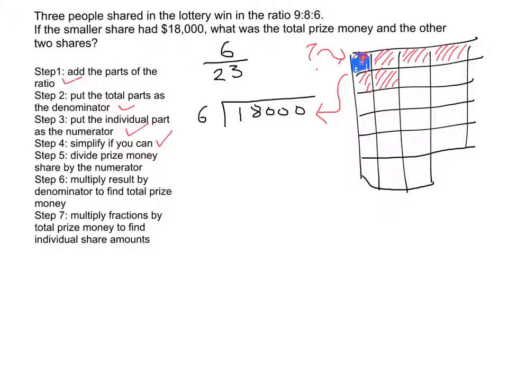But if we find out what just one square is worth, all we have to do then is times it or multiply it by the number 23, which is the whole. If we multiply what this one part is worth by the whole, we get the total prize money. So this is why we divide the prize money share by the numerator. So this is what we're doing now. Okay, so 18,000 divided by 6 is 3,000.